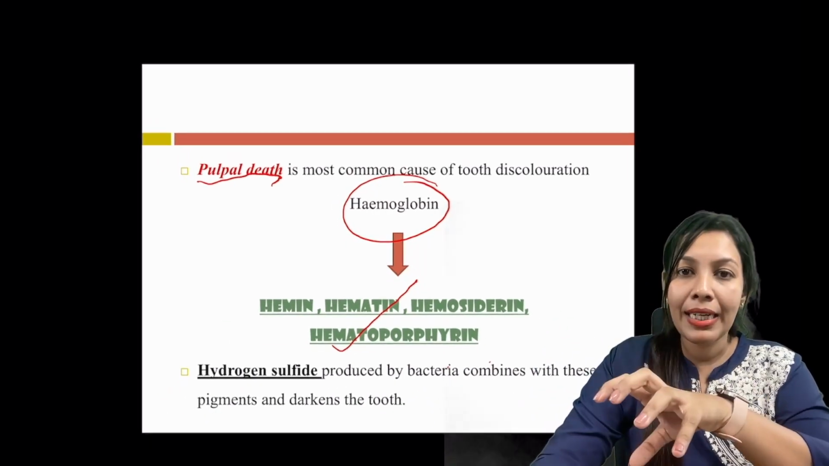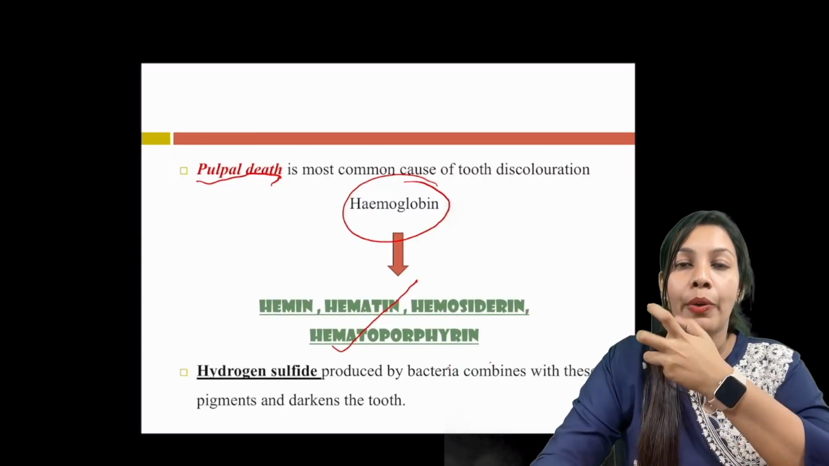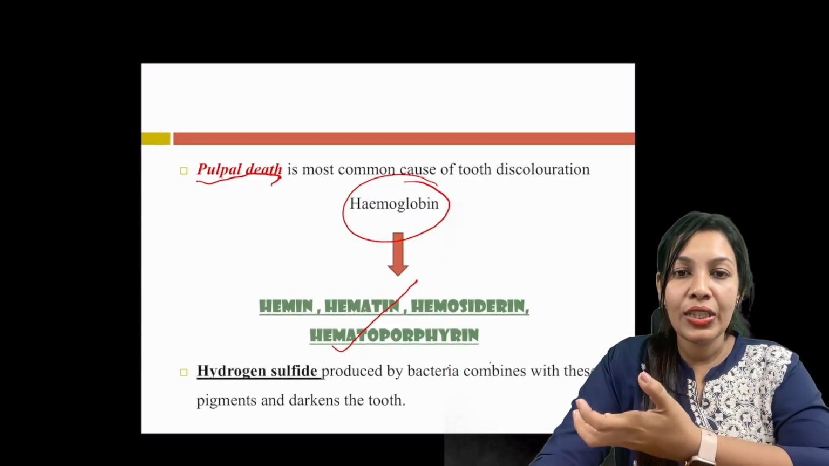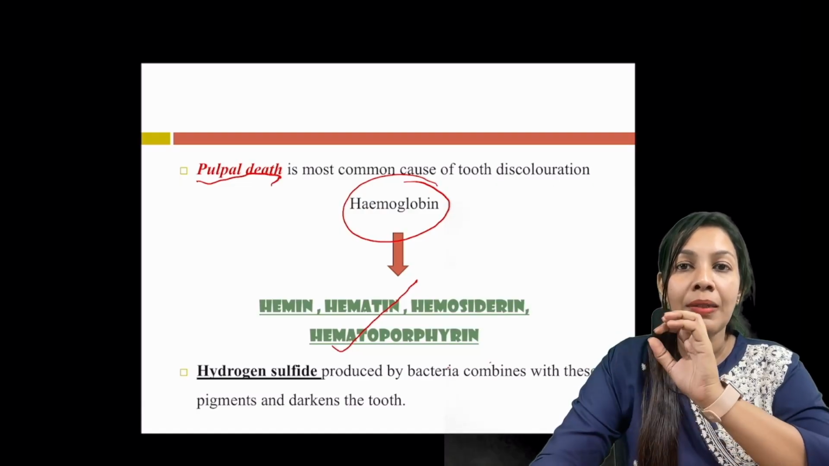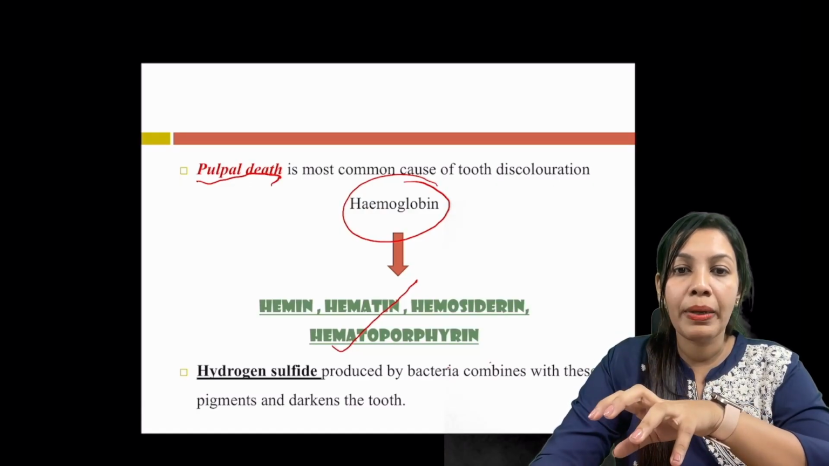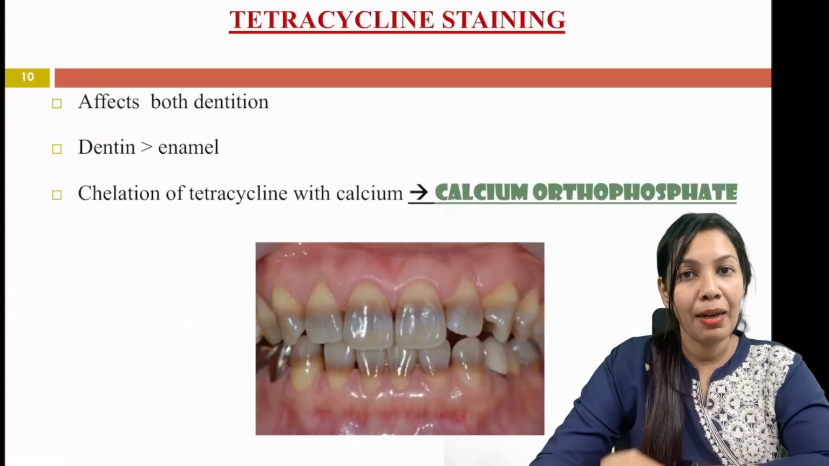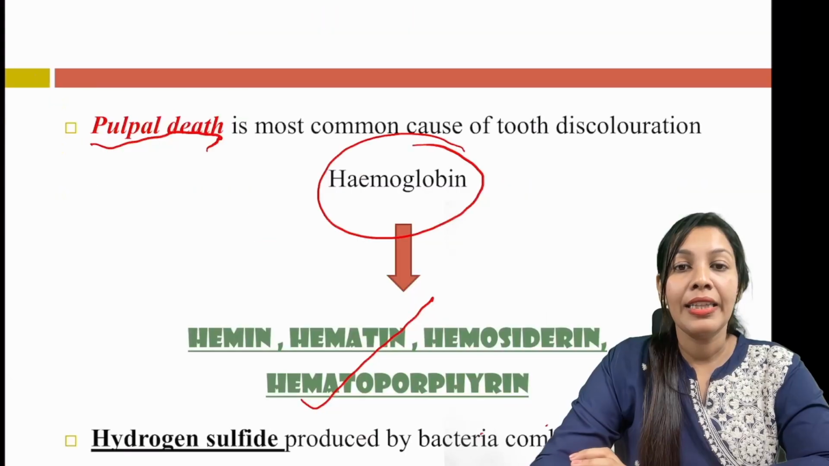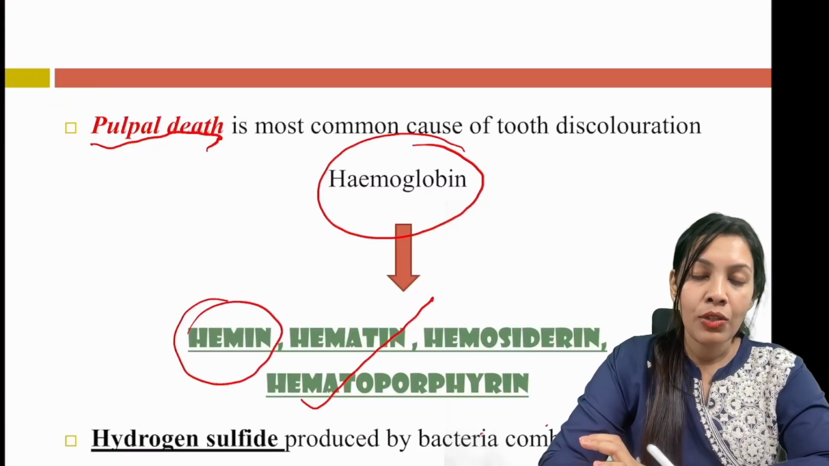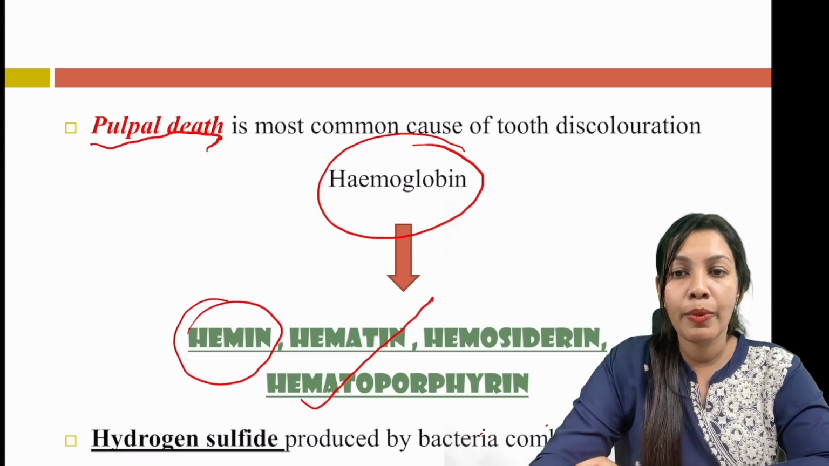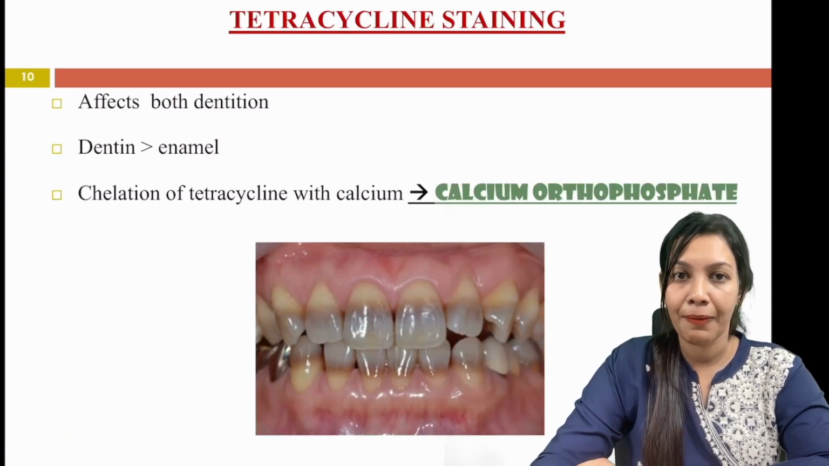So the bacteria come and act, and it produces hydrogen sulfide. The hydrogen sulfide combines with the products of the hemoglobin, giving them a darker appearance. So hope you understand, hemin is very important. So these are the components that are responsible for the discoloration of the teeth.